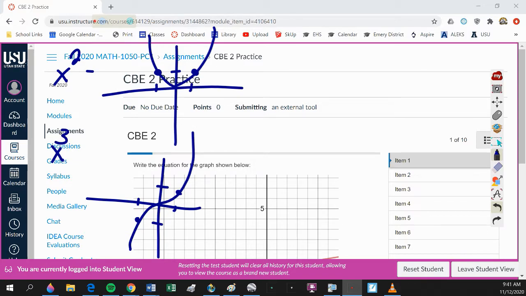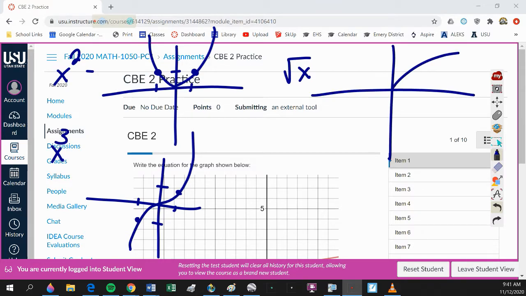Okay? If it's not that, then you're going to need to put a number in front of the x, like times it by 2 or divide it by 3 or something like that. Okay? Another common one is the square root of x, and it looks like this, and it's just 1/2 of a sideways parabola, so the over 1, up 1 rule still applies.